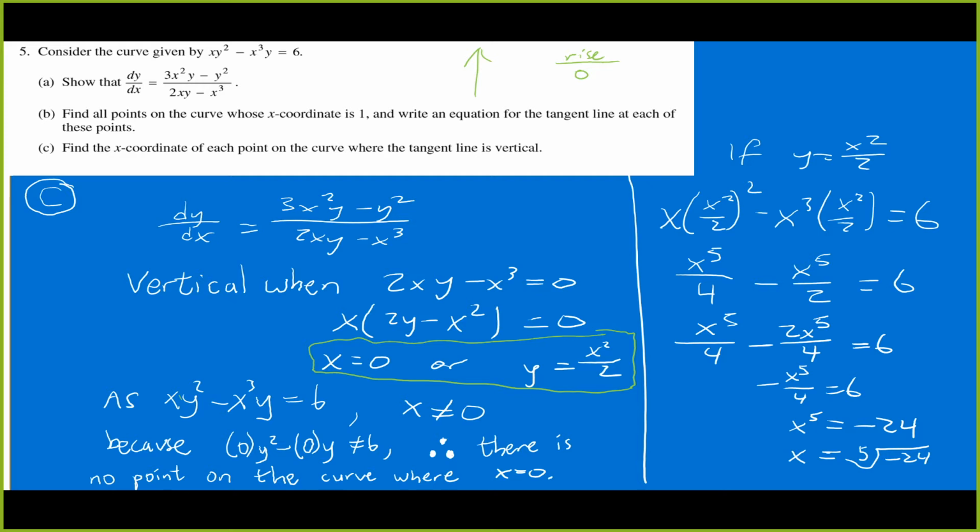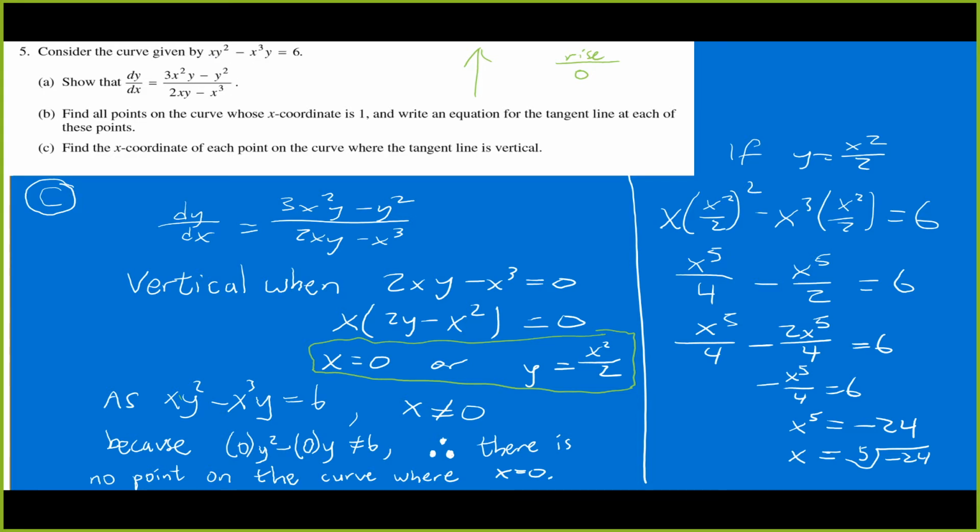So if y is x squared over 2, I can go back to my original problem again, plug that in and solve for our point. So anytime I see a y, I'm just going to replace it with x squared over 2, and then we'll solve for x. Okay, so here's a y. So this will be x times, instead of y, x squared over 2 squared, minus x cubed, here's another y, times x squared over 2 equals 6.